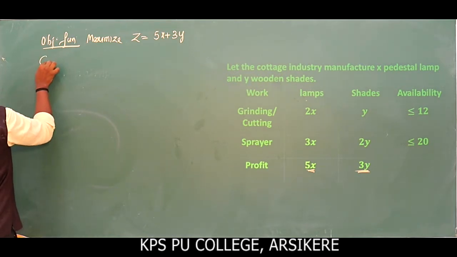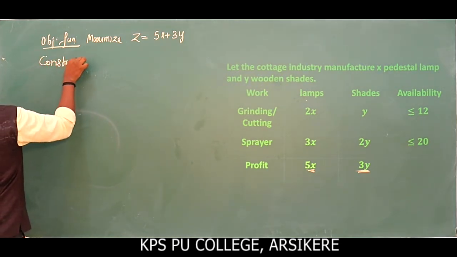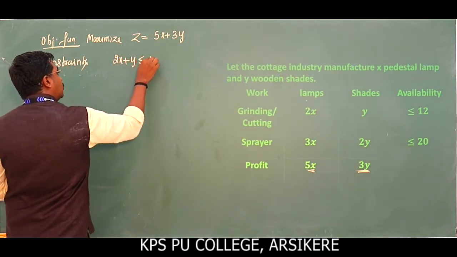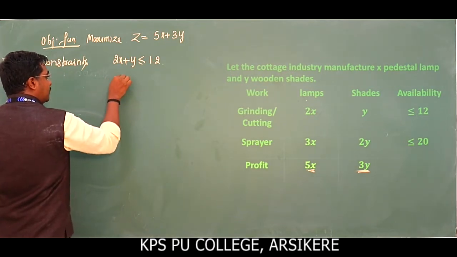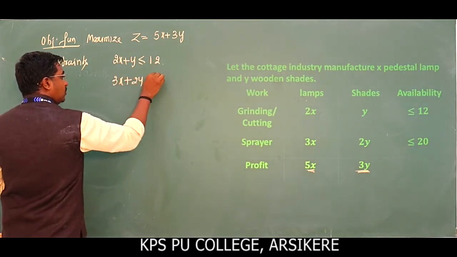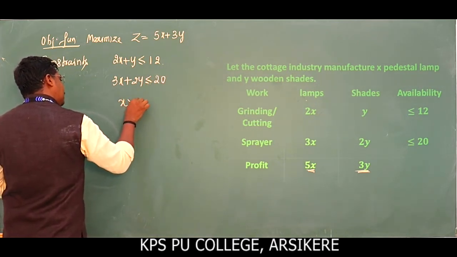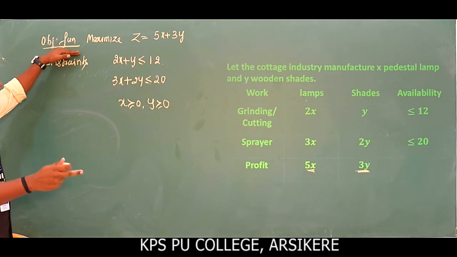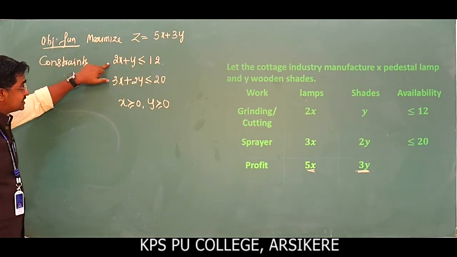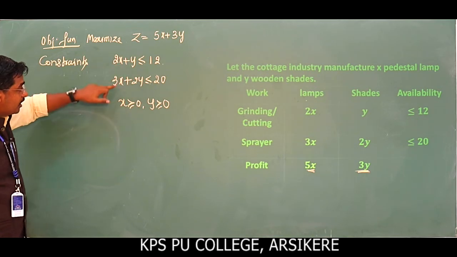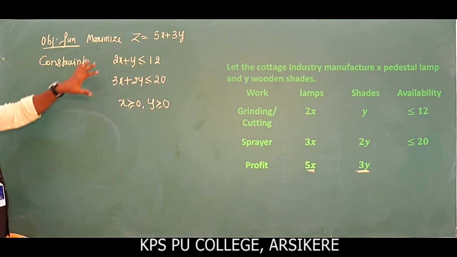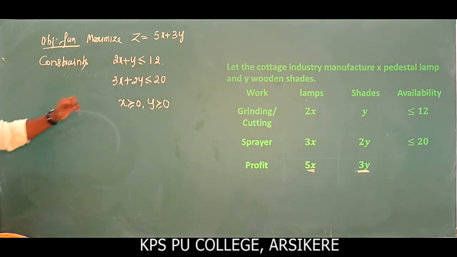So what about the constraints here? The first one is 2x plus y less than or equal to 12, and the second one 3x plus 2y less than or equal to 20, and x greater than or equal to 0, y greater than or equal to 0. These are the non-negativity constraints. Here our aim is to maximize the profit under the constraints 2x plus y less than or equal to 12 and 3x plus 2y less than or equal to 20 and x greater than or equal to 0 and y greater than or equal to 0. So please note down all the things I have written here. Take a pause.